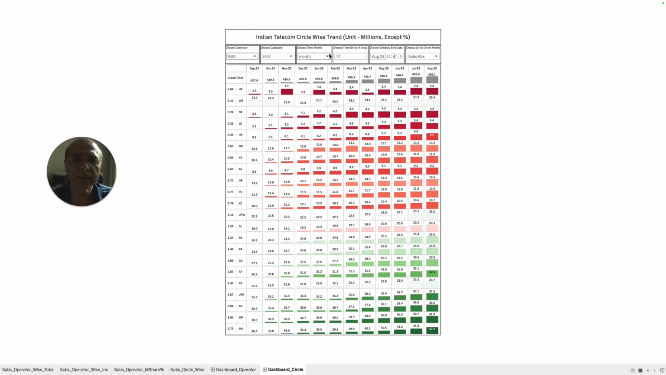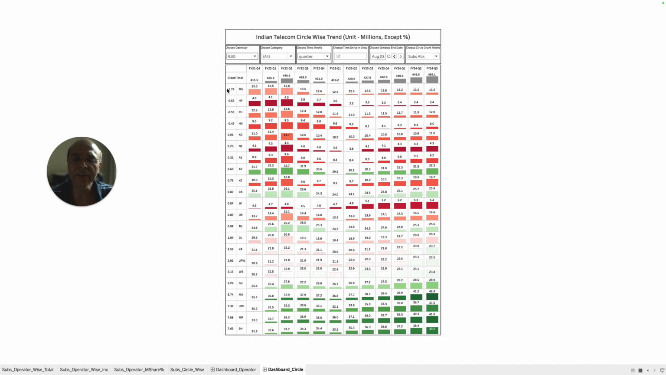So one more fact which I wanted to see here, if I zoom out at a quarter level, you will find a very interesting thing. Reliance Jio has lost subscribers. If I zoom out in Mumbai, it has lost 1.79 million subscribers in Mumbai, which is their headquarter. So I find it very strange why it has happened. Maybe it has done some cleanup in Mumbai. That is why the numbers are showing very, very low.